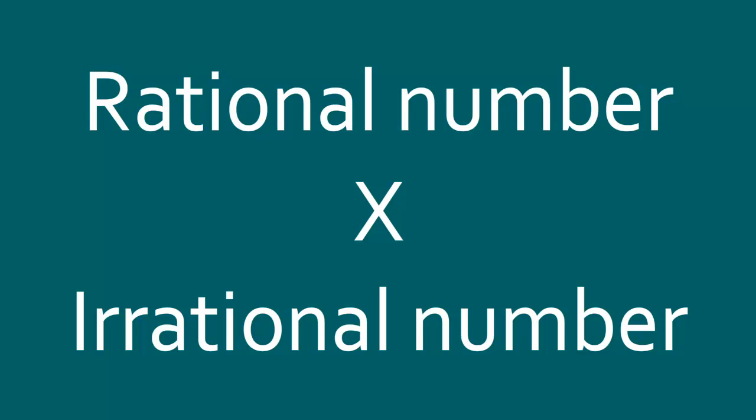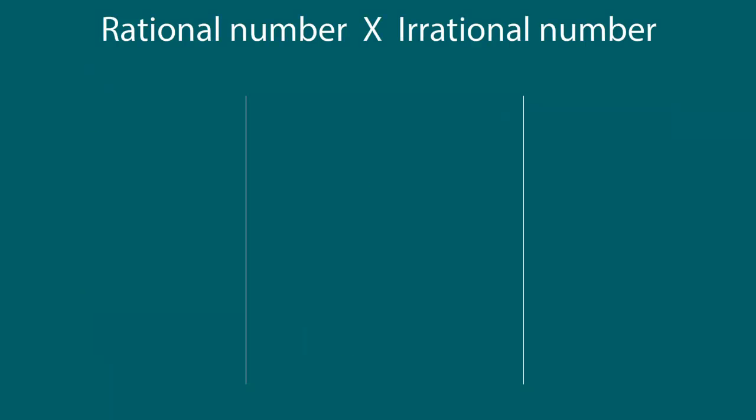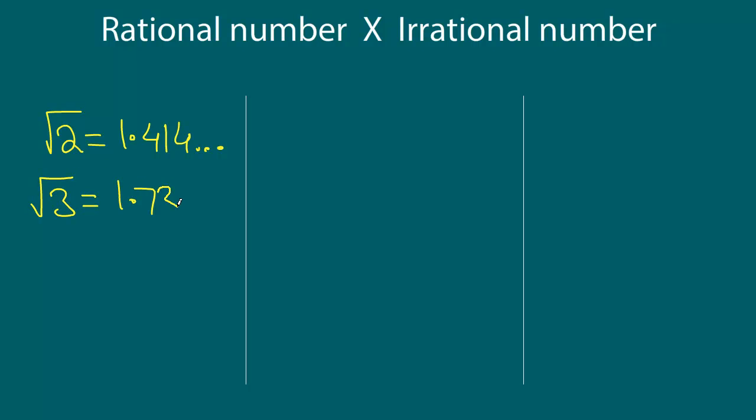What happens when we multiply a rational number by an irrational number? Let's find out. So we know that square root 2 equals 1.414, and it will go on forever. Square root 3 similarly equals 1.732, and it goes on forever. These are simply the decimal expansions of square root 2 and square root 3.